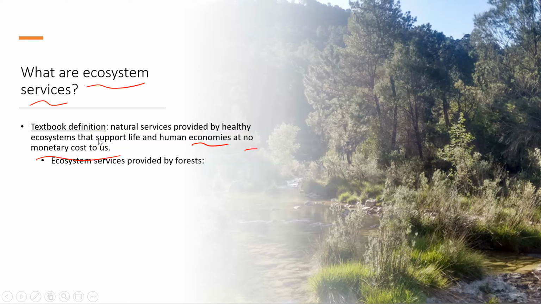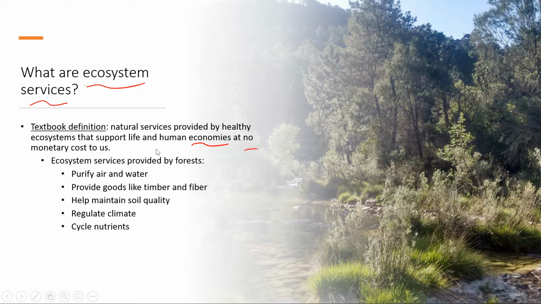Okay, so for example, some ecosystem services provided by forests are that they purify air and water, right? They provide goods like timber and fiber. They help to maintain soil quality, and they help to regulate climate and cycle nutrients. All of these things are things that forests do just by virtue of being a forest, right? All of these things are directly beneficial to us in terms of our overall well-being as organisms, but also benefit us in our pursuits as humans, like with our economy.